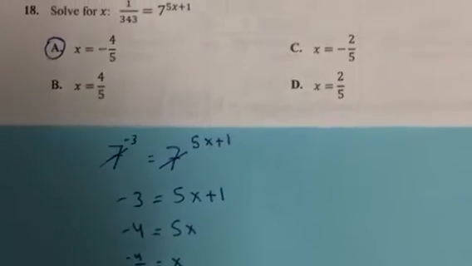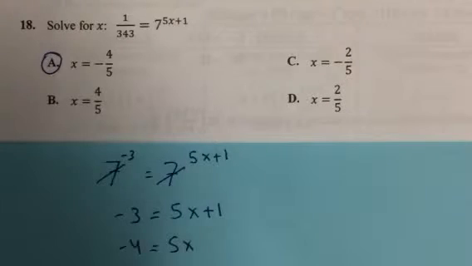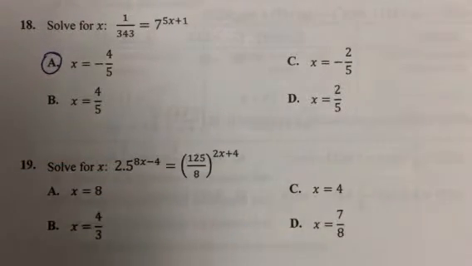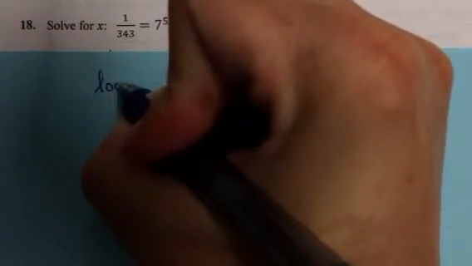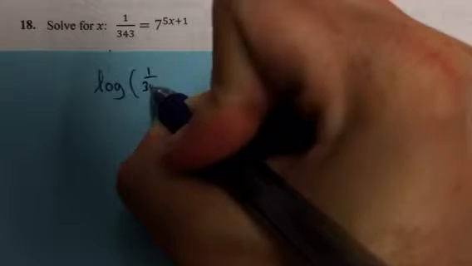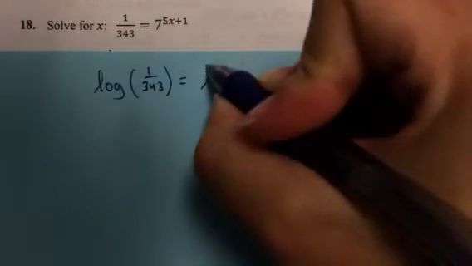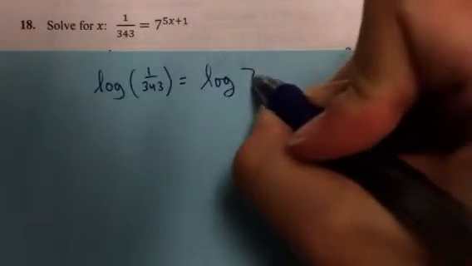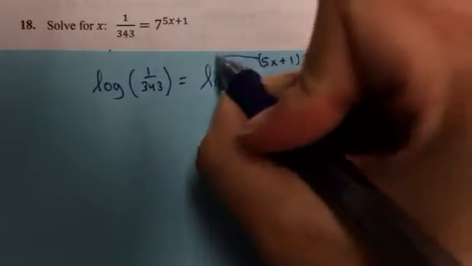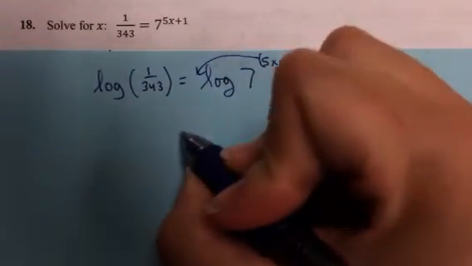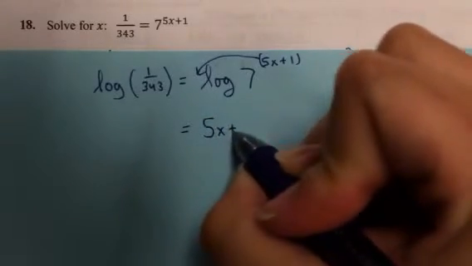If you were not able to recognize that you could have gotten them to be the same base, another way that you can do it is just using logs. So if we take the log of both sides, we'll have log of 1 over 343 equals log of 7 to the 5x plus 1. The exponent can move down in front of the logs as a property of logs.